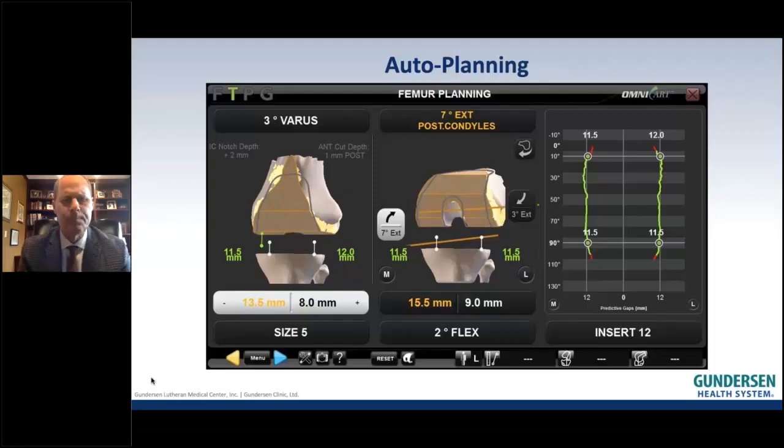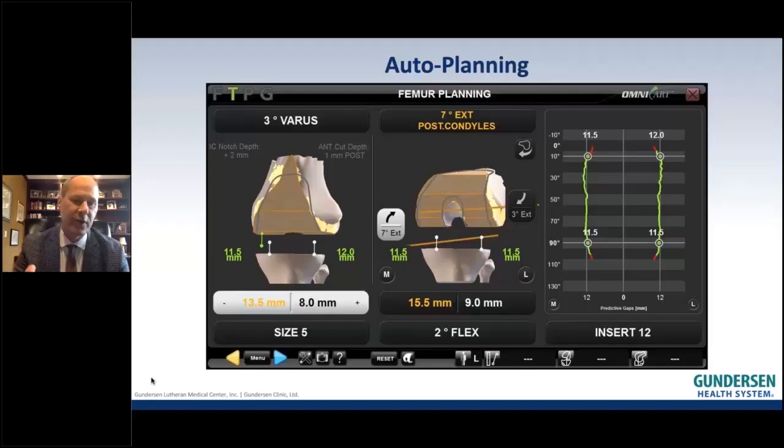So a couple points here also is that by flexing the implant 2 degrees, it allows you to really fine-tune how you balance this knee. If you didn't have that, then your flexion gap would be bigger, and it usually equates to about 1 millimeter per 1 degree. So if you cut this at a typical 0 degree distal femoral cut, then your flexion gap would probably be 14 millimeters instead of 12 millimeters.